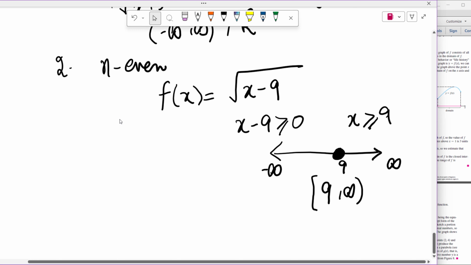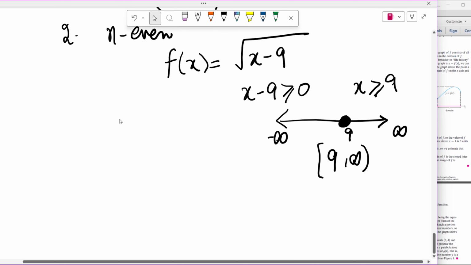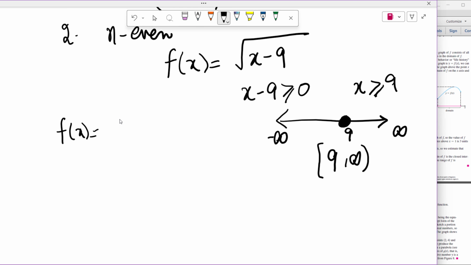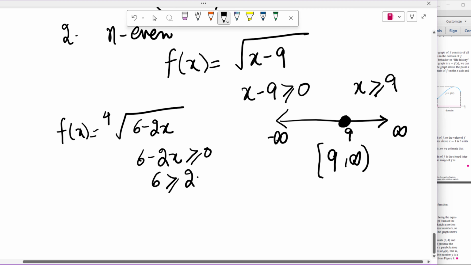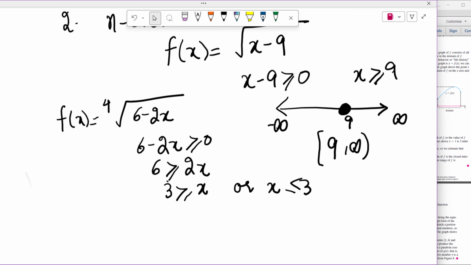Let's discuss another example. Function f of x is equal to the square root of 6 minus 2x. According to the rule, 6 minus 2x should be greater than or equal to 0. So 6 should be greater than or equal to 2x, so 3 must be greater than or equal to x. I can also write x should be less than or equal to 3.